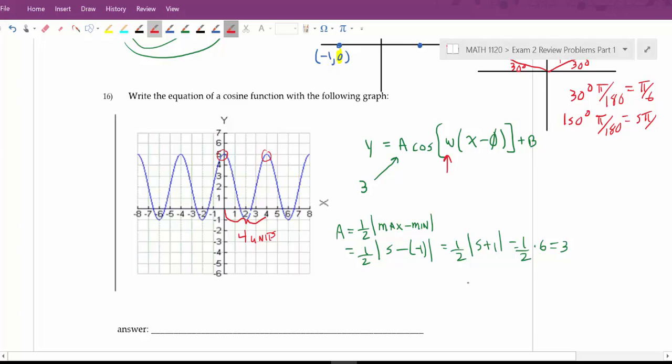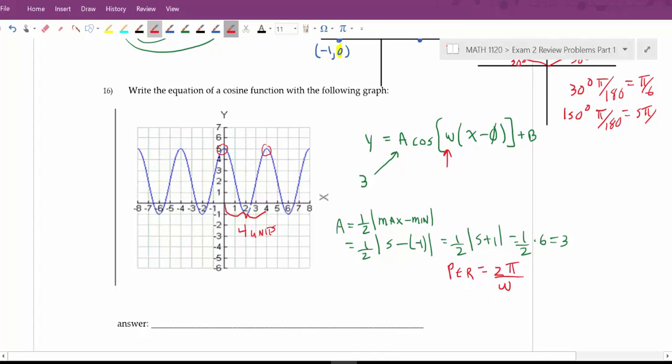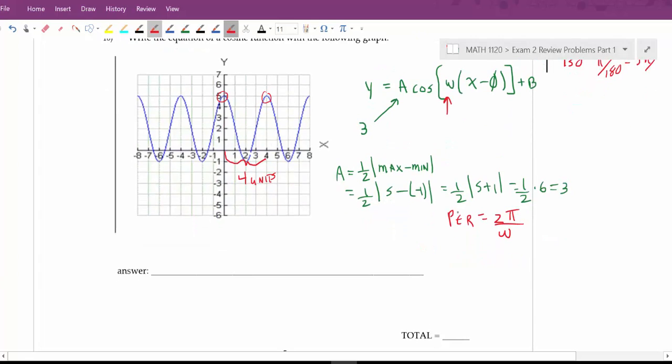So we're going to use this equation: period is equal to 2 pi over omega. We just found the period to be 4, so we say 4 equals 2 pi over omega. I'm going to cross multiply, so that's 4 omega equals 2 pi. Then I'm going to divide by 4, so I get omega equals pi over 2. That's what goes there.